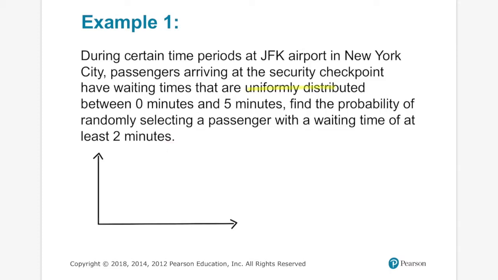I have a uniform distribution from 0 minutes to 5 minutes. My horizontal scale represents minutes, so I have 0 minutes here and then 5 minutes here. My A is 0 and my B is 5. I want to find the height of the rectangle, that is 1 over 5 minus 0, which is 1 over 5. I want to find the probability that the waiting time is at least 2 minutes, which means I want to find the probability of x is greater than or equal to 2.